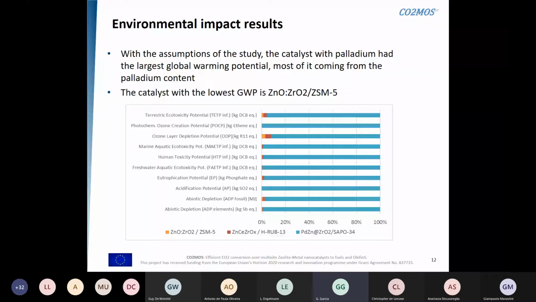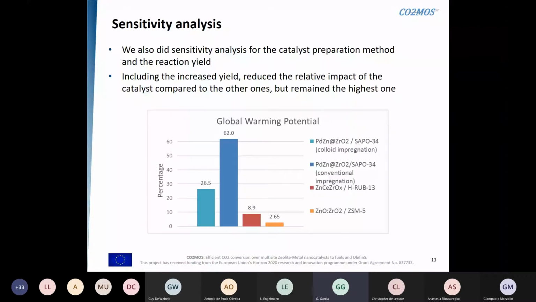We did two sensitivity analyses to test our results. We included the COSMOS reaction yield and two different preparation methods of the catalyst. So in the previous slides, we had not included the reaction yield, as we were just comparing the catalysts per gram of catalyst produced, not per gram of the final product produced. Actually, the reaction yield is higher for the palladium catalyst, so we wanted to check if an increased yield would overcome the higher environmental impact. And we also checked the catalyst preparation method, as there are two methods to prepare the palladium catalyst, the conventional impregnation and the colloid impregnation.